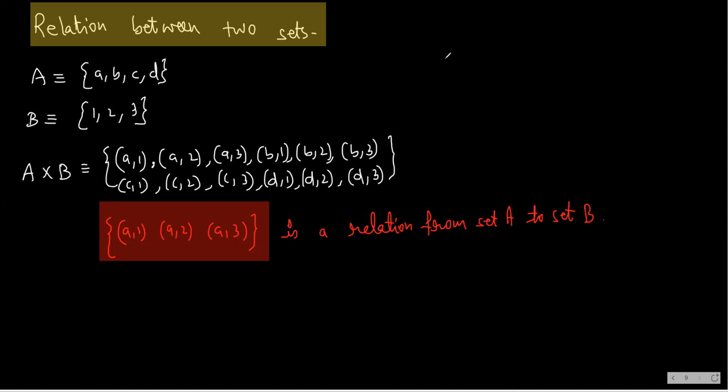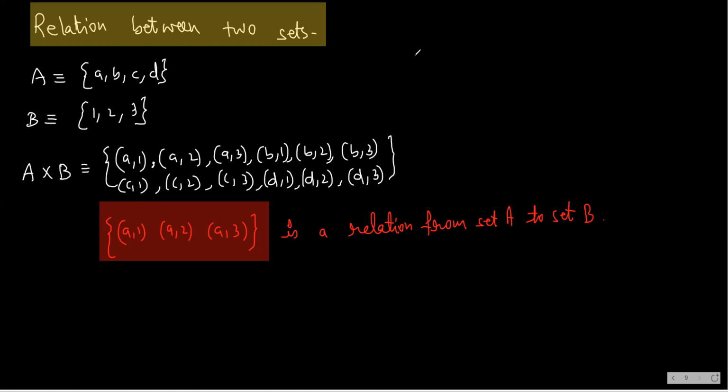You will not say relation from set B to set A. Why? Because here you have A cross B, whose subset you have written. You have not written a subset of B cross A. When you write a subset of B cross A, you would say relation from set B to set A.